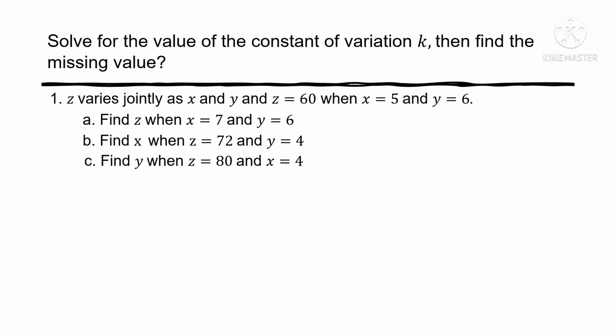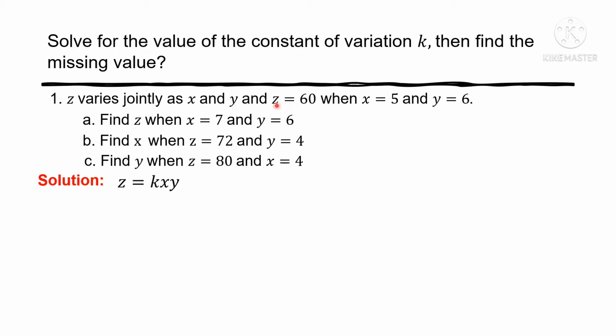To solve this problem, first we have to translate the statement Z varies jointly as X and Y. So if we translate that, we have Z equals KXY, meaning Z varies jointly as X and Y. So this is our model equation or pattern to solve the problem. Okay, so first step is to find the value of K.